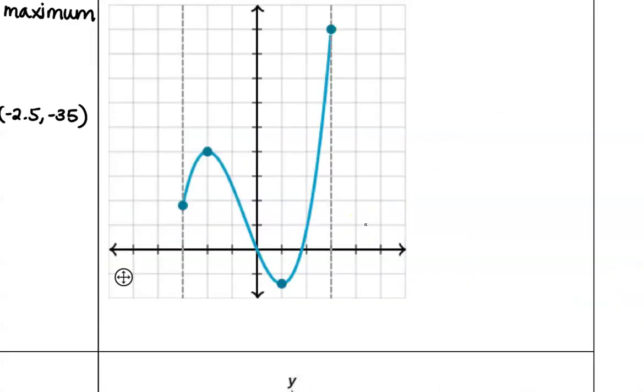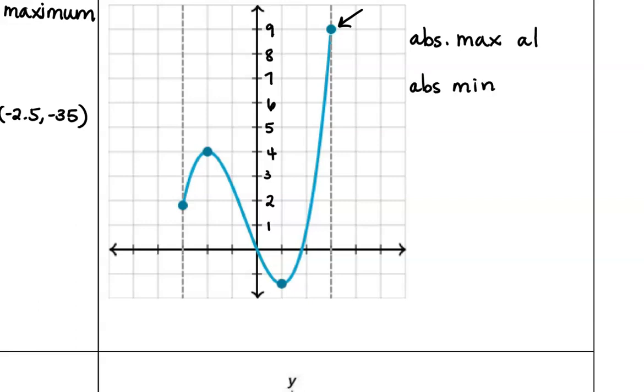In our next example here, starting off looking for the absolute maximum, I'm looking for the absolute highest point on this graph. I can see that that's happening right here. This graph has an absolute maximum at the point 3,9. The absolute maximum value is 9, and it's occurring at the x value of 3. For the absolute minimum, I'm looking at the lowest point on the graph. That's at the point 1, negative 1. So it has an absolute minimum at the point 1.